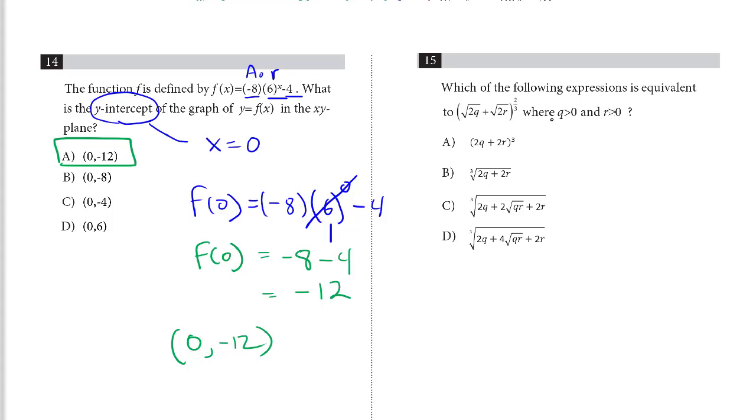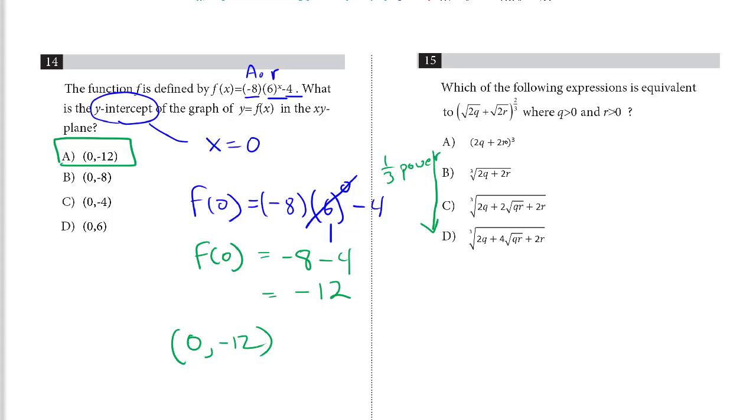Number 15. Which of the following expressions is equivalent to the quantity square root of 2q plus square root of 2r, raised to the 2/3 power, where q and r are greater than 0? Okay, so this is probably going to be a little easier than it looks. All I'm going to do here is break apart my 2/3. I notice all my answer choices, all but one, are cube roots. So that's essentially the 1/3 power.